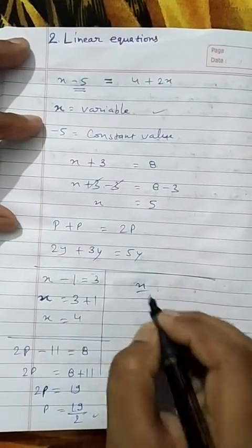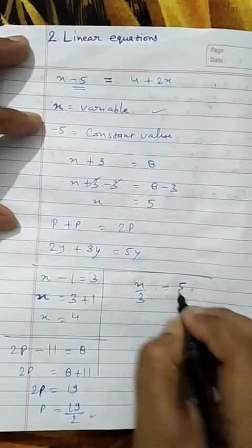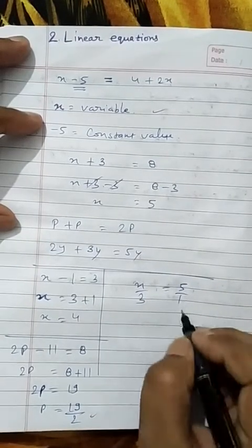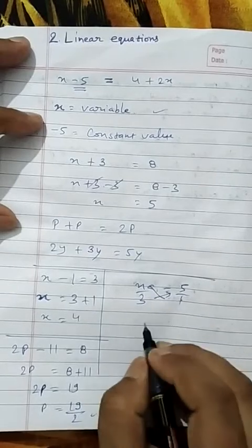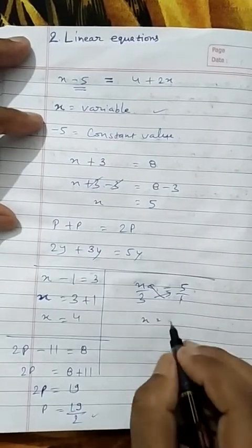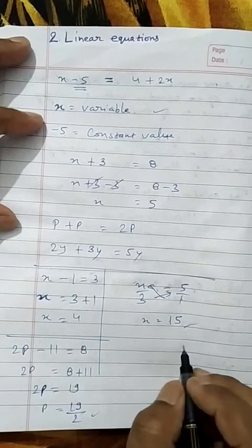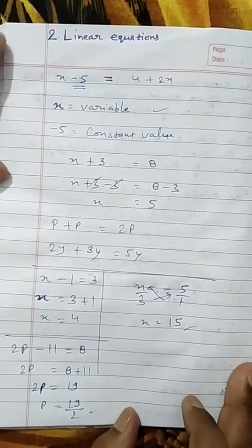Suppose we have x upon 3 and we have here 5. So we can put here 1 and then we have to cross multiply. 1 into x gives you x and 3 into 5 gives you 15. So this is the value of 15. So these are the basics of this chapter.